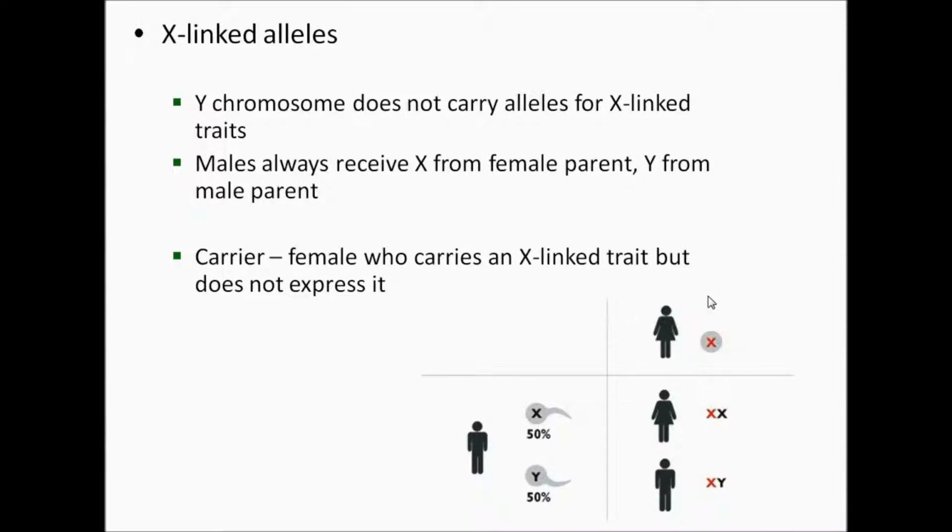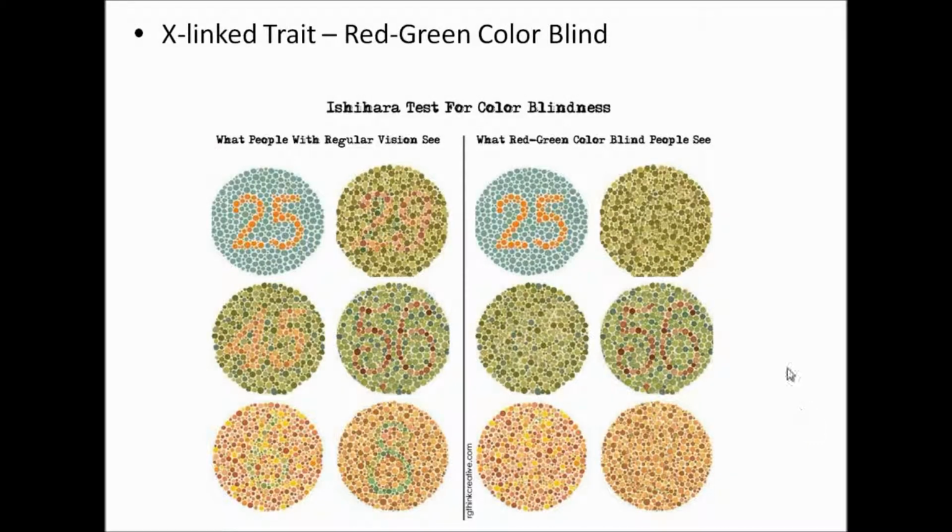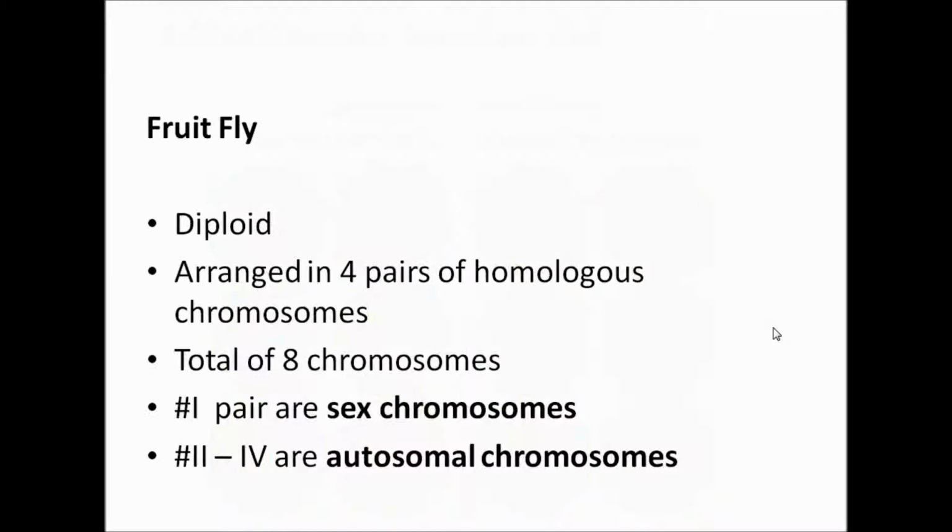If a female has it on there but doesn't express it because she has another X that doesn't have that trait on it, so it's a recessive trait, she's not going to have it showing, but she's a carrier because she can pass that X on to a son or a daughter. So, X-linked trait, red-green colorblind. People with regular vision can see this. And if you're red-green colorblind, this is what it looks like. Actually, the left side looks like the right side to you, I think. But you'll see this 45 over here doesn't show up.